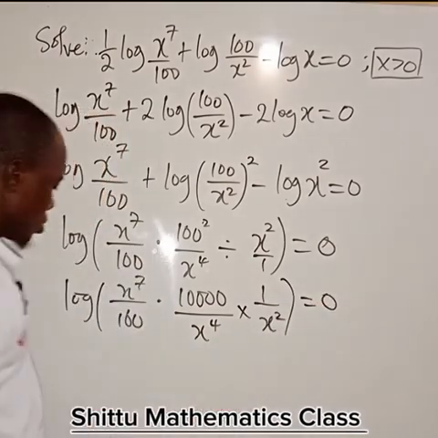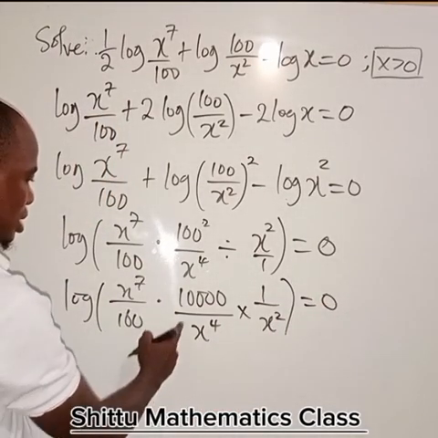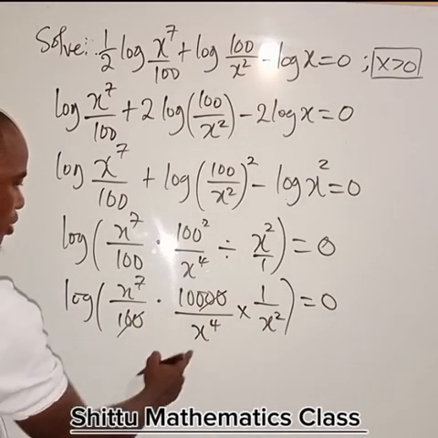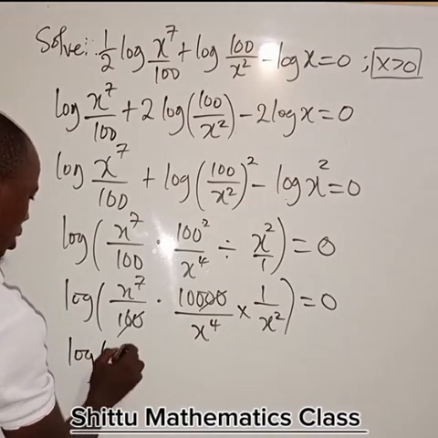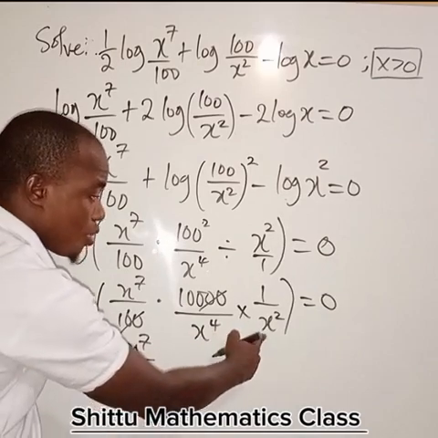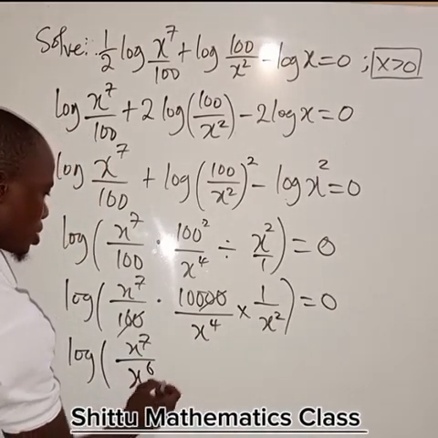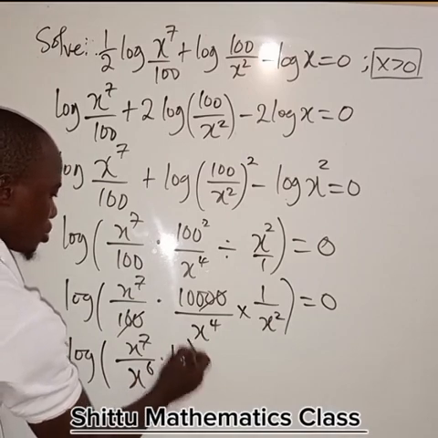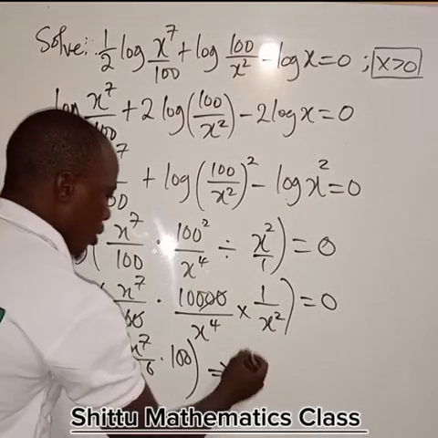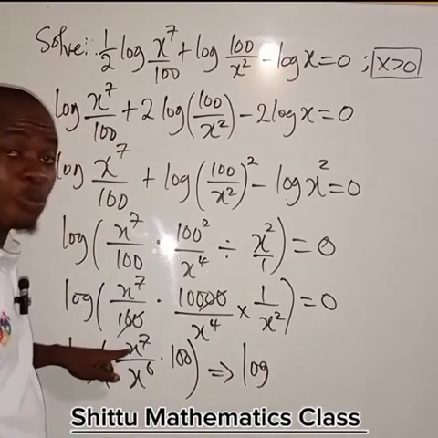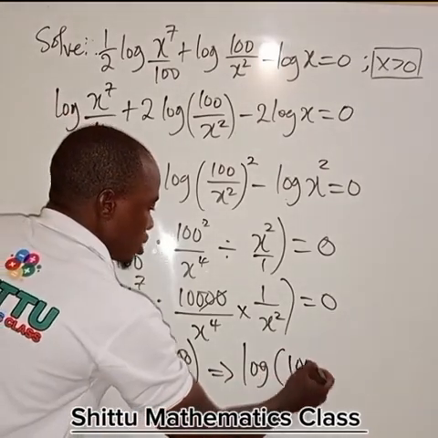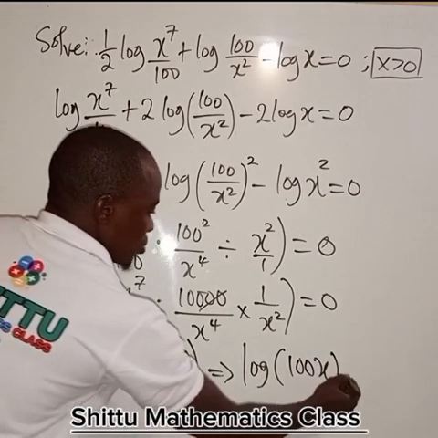So we flip this x squared over 1 because we change this division sign to multiplication, then equals 0. So now the next thing we're going to do, you can see that here this 100 will cancel this here. We have 100 left here. So this is going to be log x to power 7 multiplied by x to power 4 multiplied by x to power 2. We are going to be having x to power 6, then multiplied by 100. So this implies that we are going to be having log x to power 7 divided by x to power 6, then 100x, equal to 0.